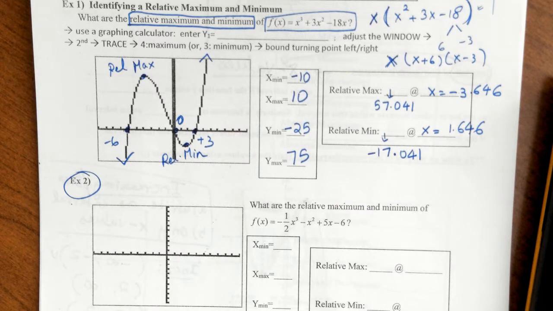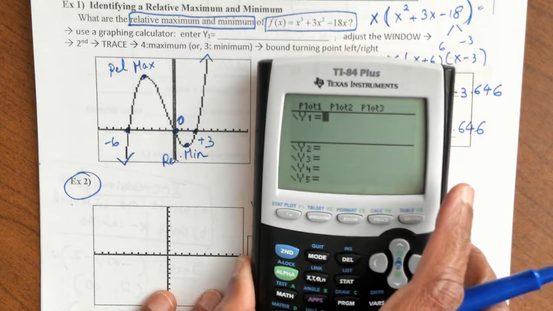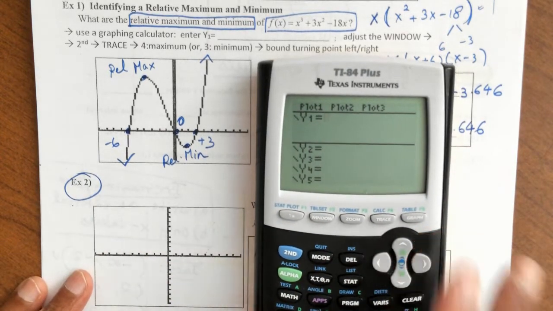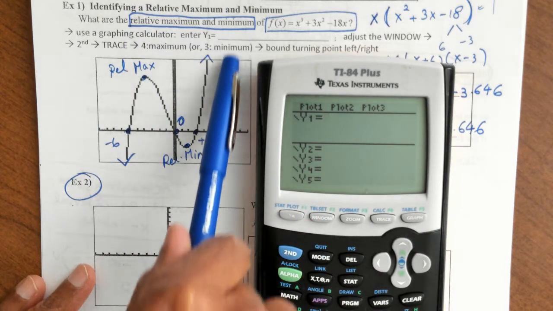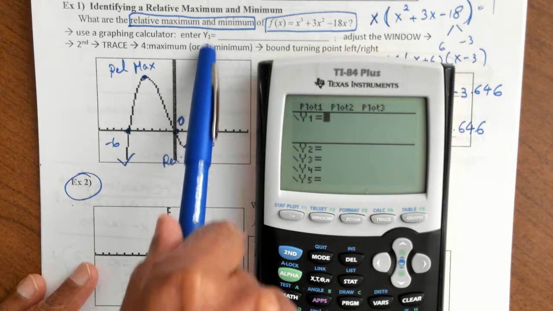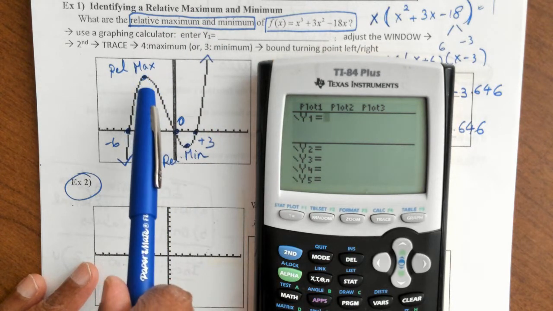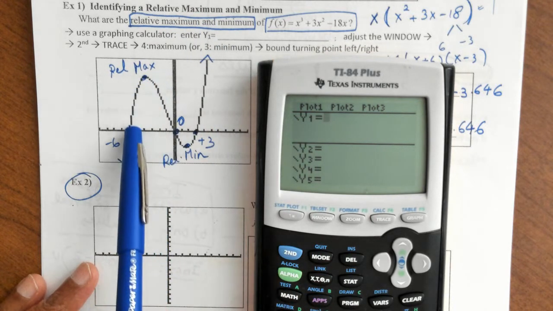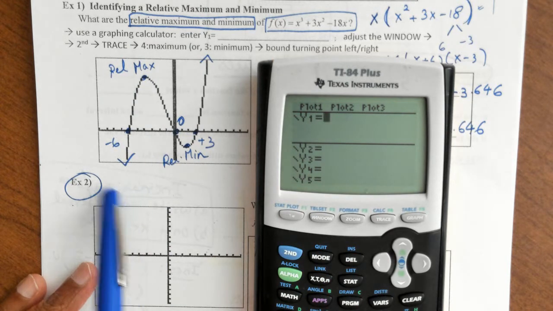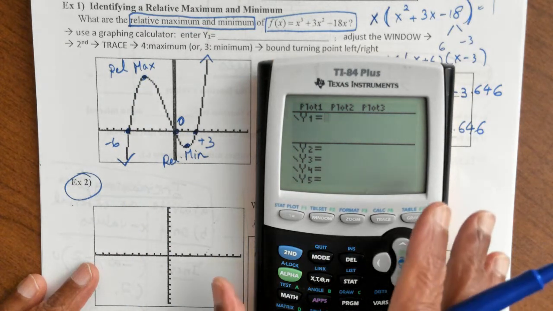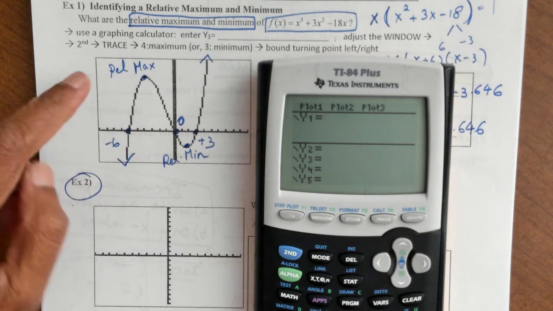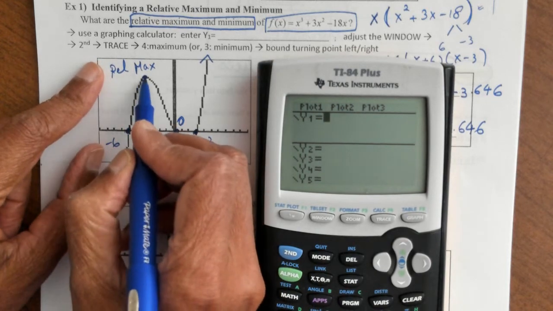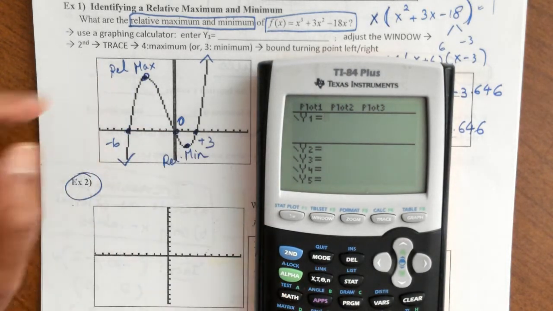Okay, but my job is not to find the x-intercepts. This particular question asks for the relative maximum and minimum. The absolute max is the highest point, but the graph is going on forever, so there's no highest point. It's positive infinity, or actually none. The absolute minimum is the lowest point the graph goes to, but it goes on forever, so it's none again, or negative infinity, but the actual answer is none. So the other 2 points, this is my relative max, and this is my relative min.